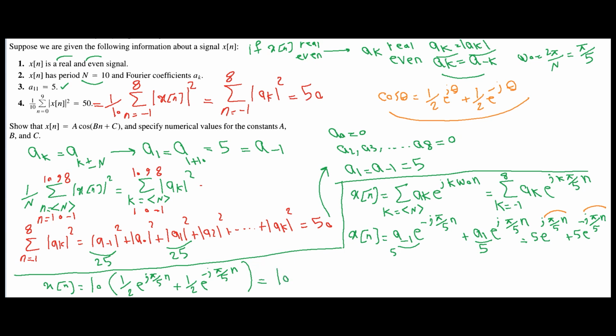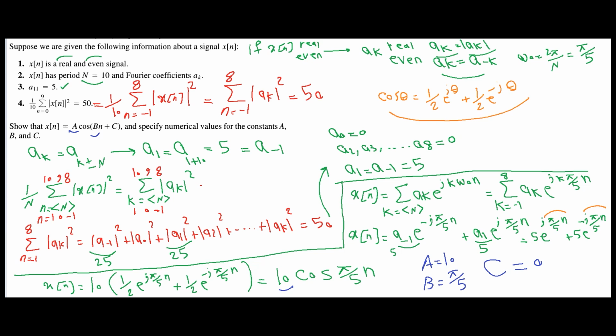we can rewrite the signal as 10 cosine of πn over 5. Finally, let's compare this result with the required form, a cosine of bn plus c. From this comparison, we conclude that a is equal to 10, b is equal to π over 5, and c is equal to 0.